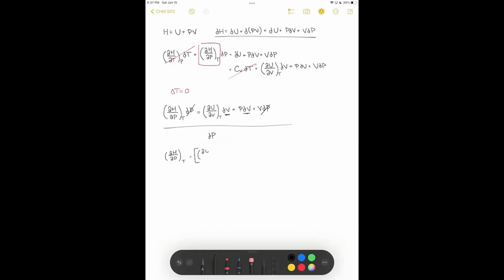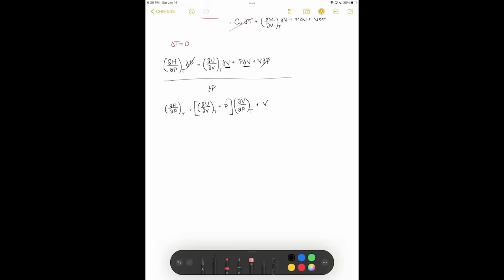We'll have the partial derivative of internal energy with respect to volume at constant temperature plus the pressure. And then we have a new partial derivative. That's the partial derivative of volume, these two terms up here, with respect to pressure at constant temperature. And then we'll add in the volume. What we'll then do is plug in our expression from before for what dU/dV at constant T was.